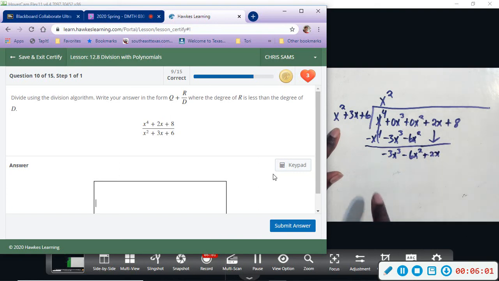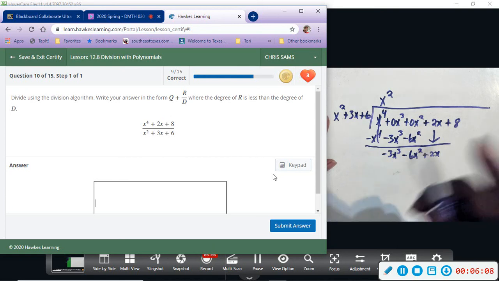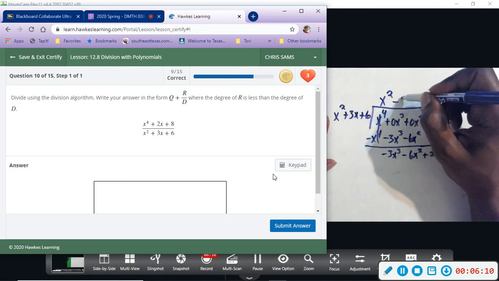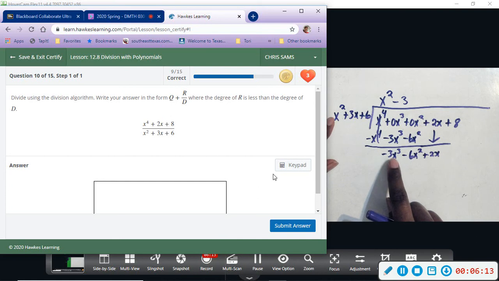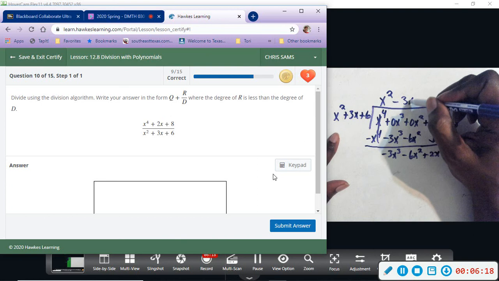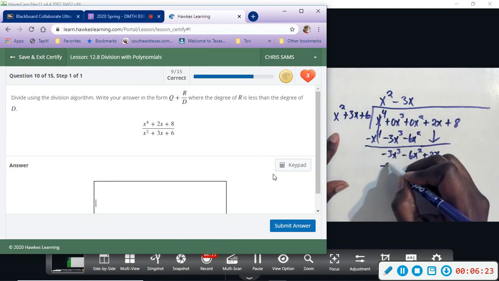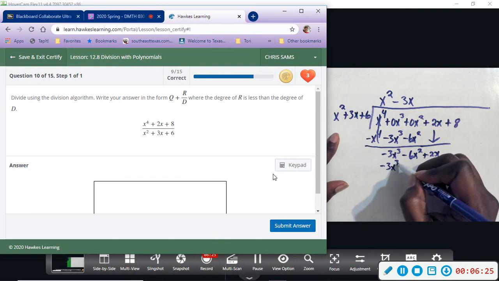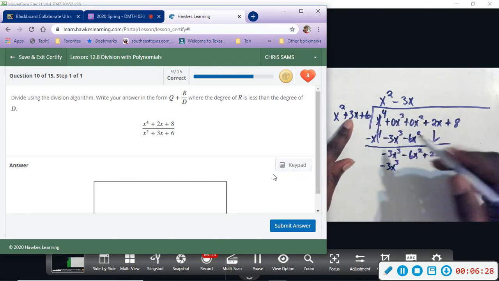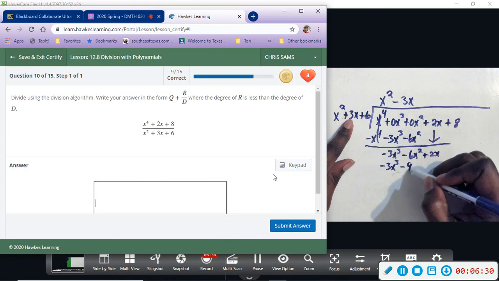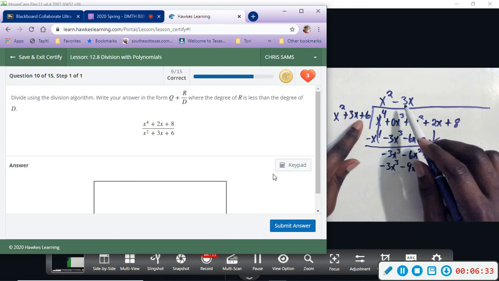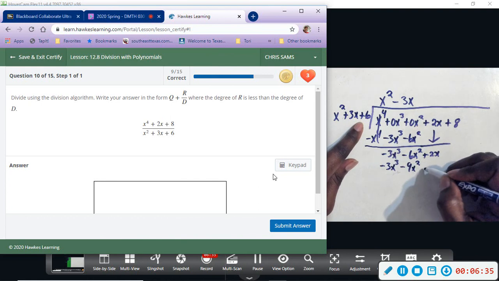Alright, now we want the x squared to match the negative 3x cubed. So we need a negative 3 on the front. So minus 3, and then times x, because we've got 2, we need 1 more. So we have x here. We're going to multiply. It's going to give us a negative 3x cubed. This will give us a negative 9x squared. And then negative 3 and 6 will give us a negative 18x.